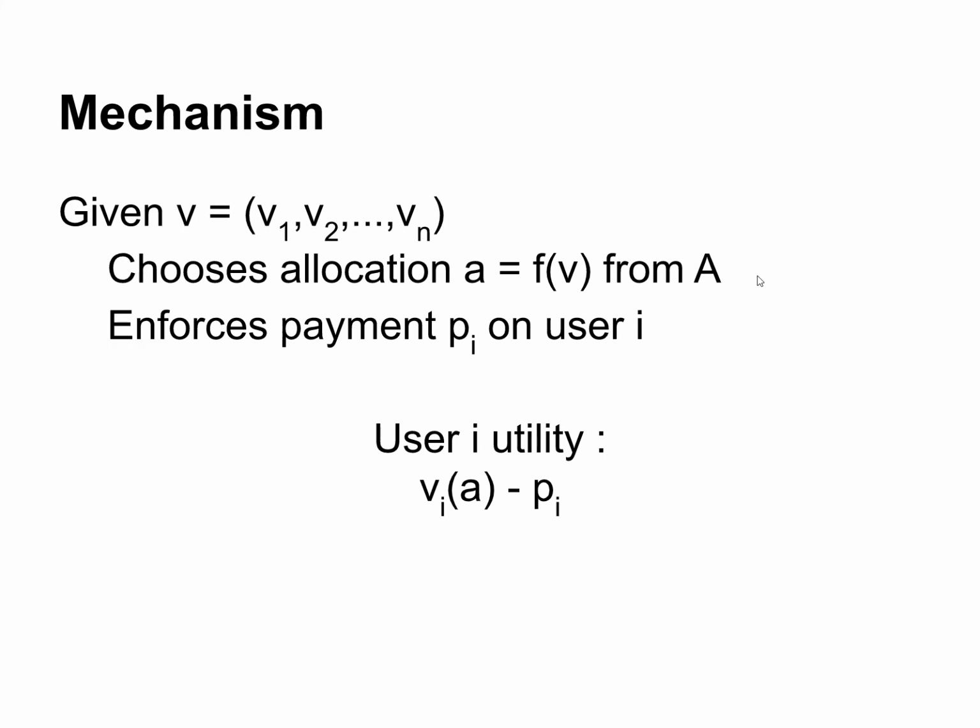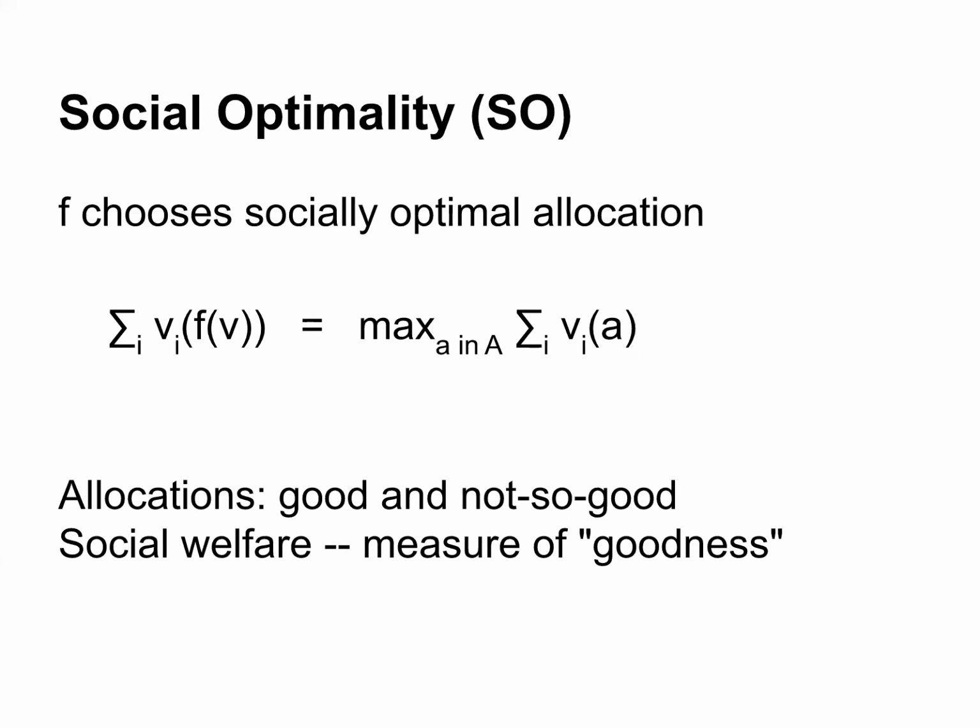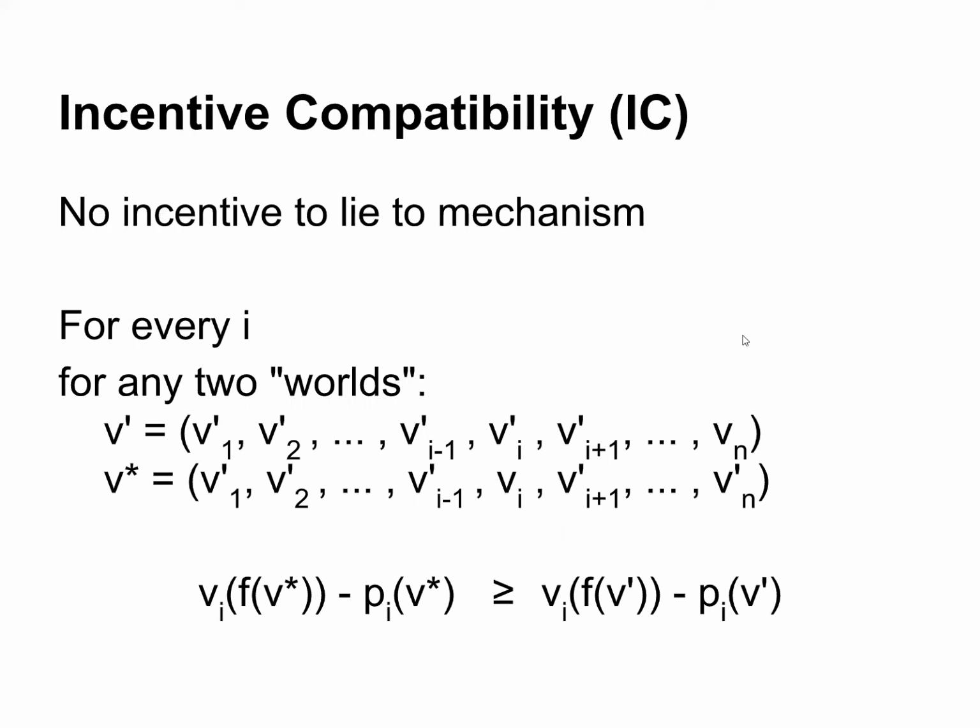Okay, so that's the formalization of the mechanism. Given the users, you choose the allocation, enforce payment, and the utility is this. So this is the same as on the previous slide, but just with the formulas. And now the formulas are shorter. I don't know if they are more clear, but that's what formulas are for, being shorter. Social optimality, as before, we want to maximize the social welfare. But now with all these things that we have defined, we can also formally define incentive compatibility, that no user has the incentive to lie to the mechanism.